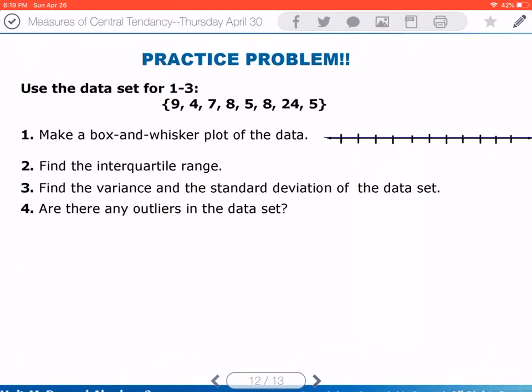So we want to use the data set for numbers 1 through 3. Okay, so that's our data. We want to, number 1, make a box and whisker plot of the data. All right, so we can go ahead and do that.